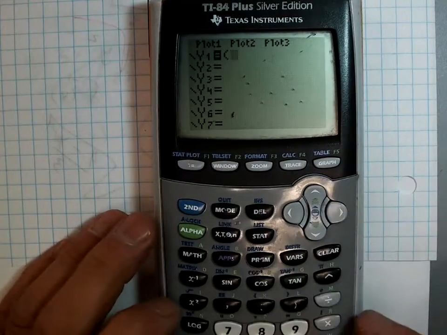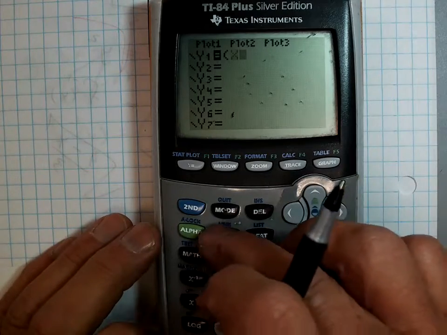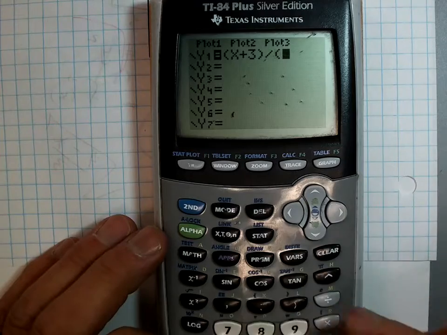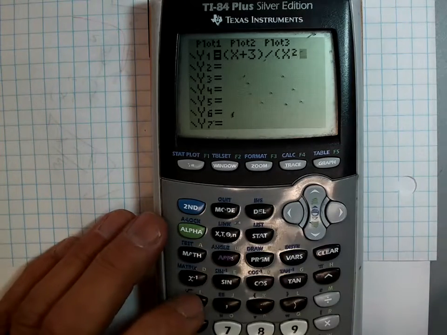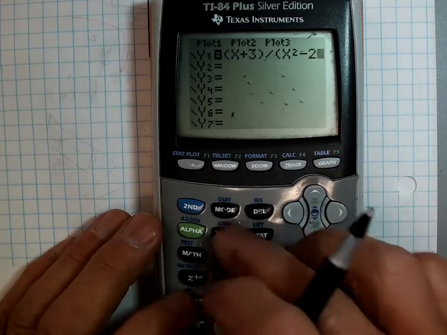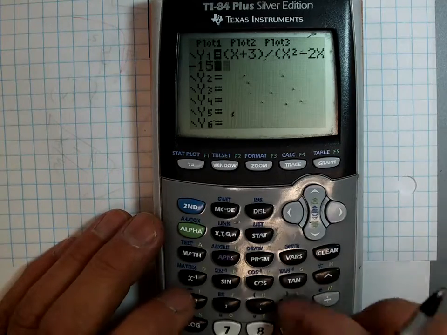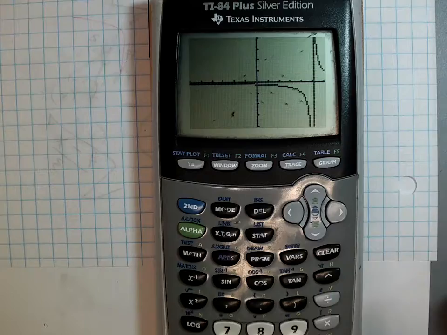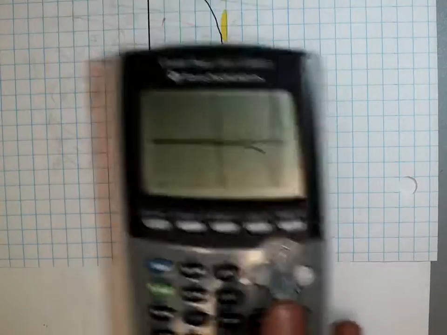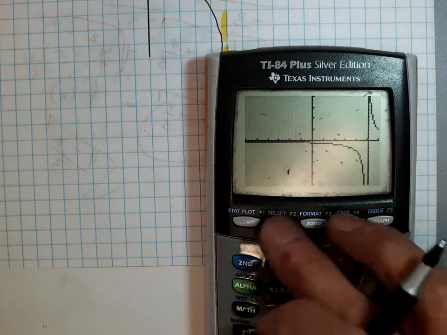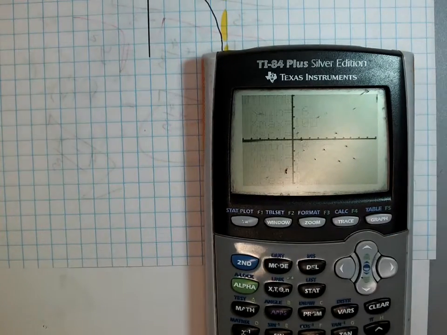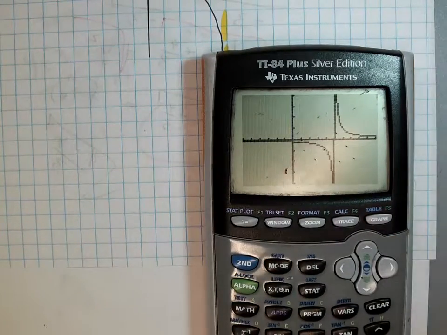I go, okay, what is x plus 3 divided by x squared. Don't forget parentheses if you graph minus 2x, subtract 15. And if I graph it, boom, it looks exactly like what I graphed, doesn't it? If I change my window a little bit, more x's, there it is. Boom, boom. It looks exactly like what I put down.